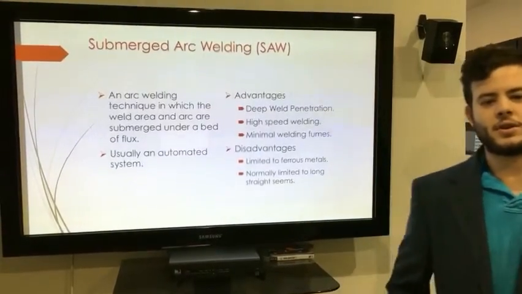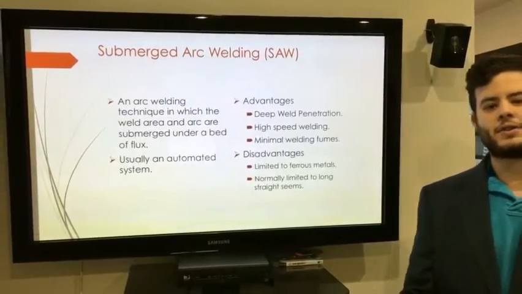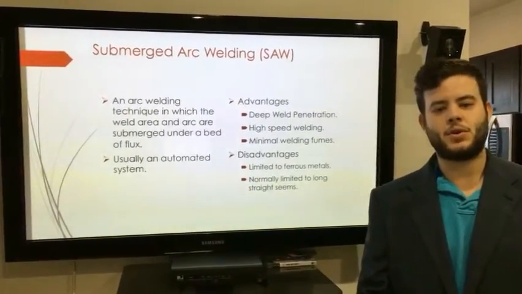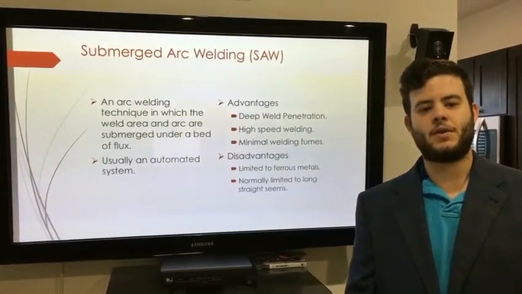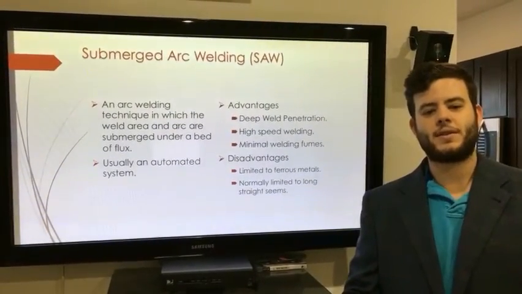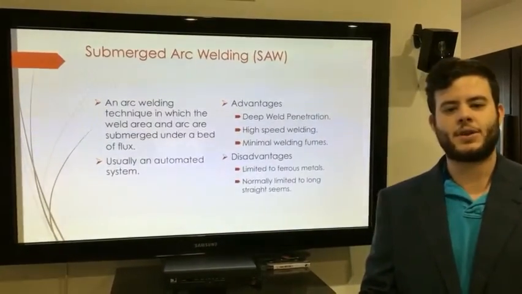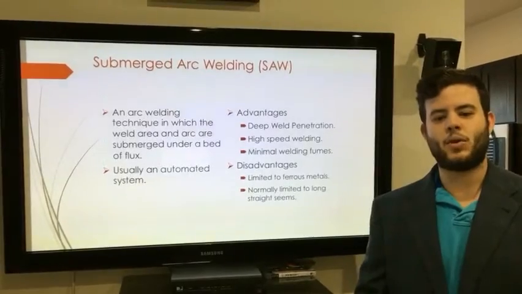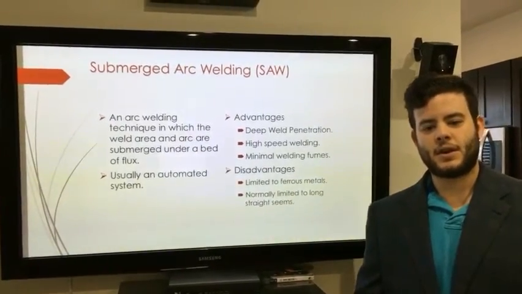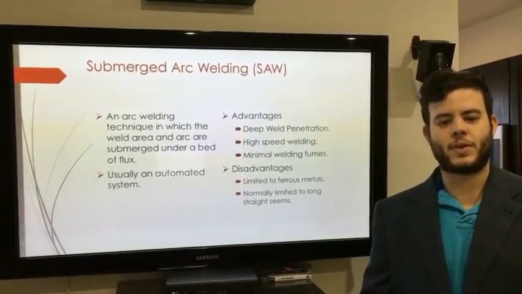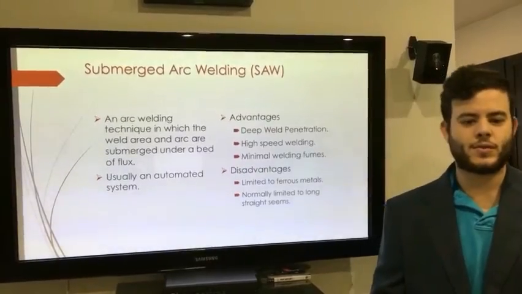Submerged arc welding, also known as SAW, an arc welding technique in which the weld area and arc are submerged under a blanket of flux, usually an automatic system. Advantages are deep weld penetration, high-speed welding, and minimal welding fumes. Disadvantages of this type is that it is limited to ferrous metals and normally limited to long straight seams.